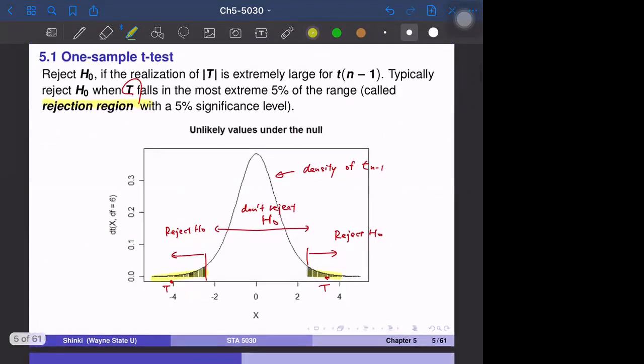So this is the basic theory for the one sample t-test.